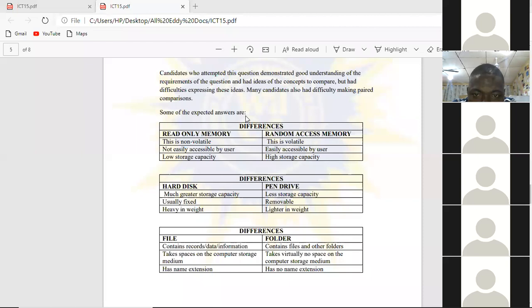Read-only memory, random access memory. Read-only memory is non-volatile, random access memory is volatile. Not easily accessible by the user, easily accessible by the user. Low storage capacity, high storage capacity. Hard disk, pen drive. Much greater storage capacity, less storage capacity. Usually fixed, removable. Heavy in weight, lighter in weight. File, folder. Contains records, data, information; contains files and other folders. Takes space on the computer storage medium; takes virtually no space on the computer storage medium. Has name extension; has no name extension.